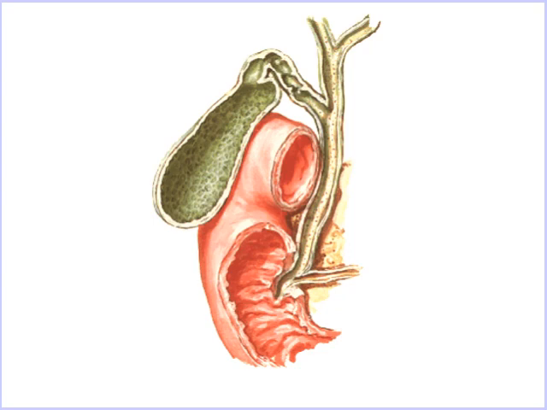You must remember that the second part of the duodenum receives the opening of the common bile duct and main pancreatic duct, which form what's called the ampulla of Vater and open into the major duodenal papilla.